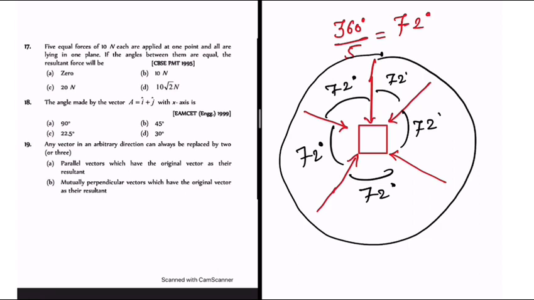Net force along this object is 0. Okay, so your answer is 0.